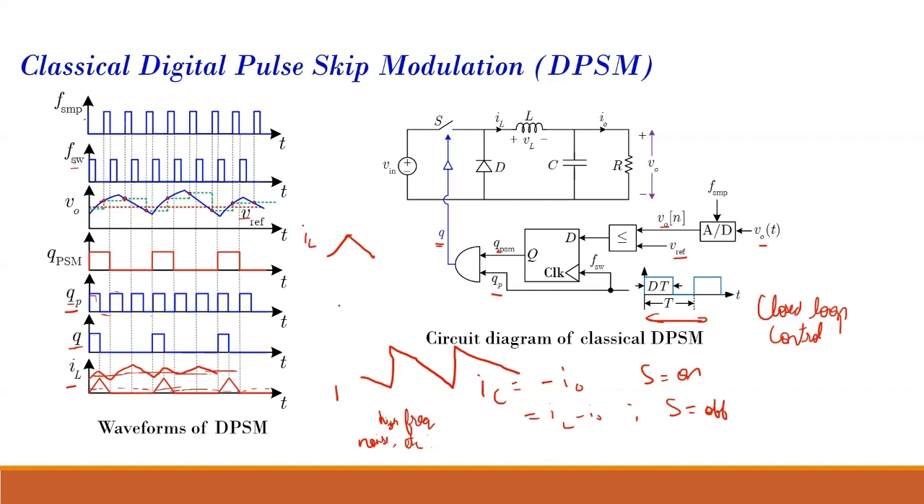This is the inductor current waveform. For a boost converter, the output voltage waveform will be like this: it will be reducing when the switch is on, and then when the switch is off, it will again go like this. So over here, it is suddenly going from here to here. This is a discontinuity. But over here, it is not suddenly going from one point to another. This is continuous.